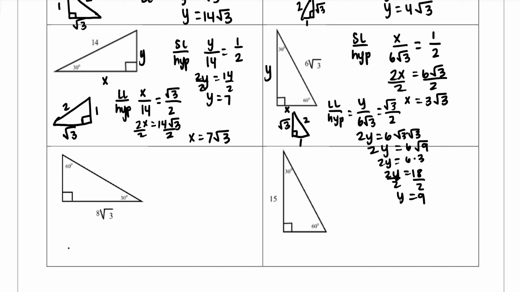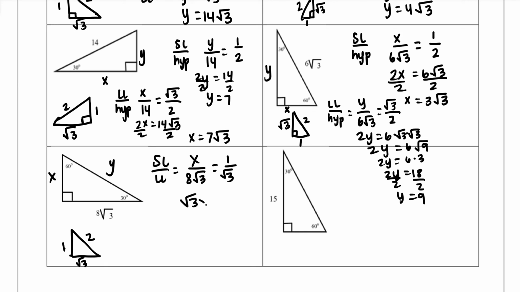In this example, that is our long leg that is given to us, which we know is in the form root 3. Our short leg is always in the form of 1, and our hypotenuse is 2. So we'll compare and write a proportion. We can put short leg over long leg. So our short leg over our long leg will be x over 8 root 3, and we'll compare that to 1 over root 3. Cross multiply, so we get root 3x equals 8 root 3. Divide both sides by root 3, and we're left with x equals 8.